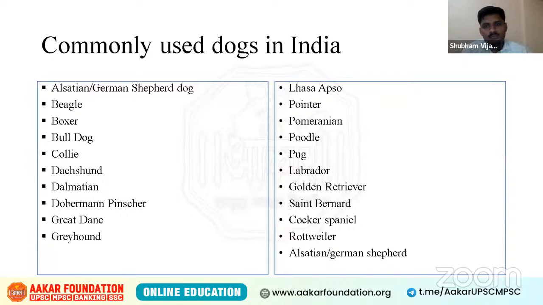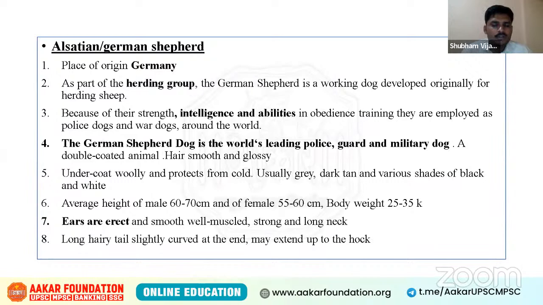Okay, so these more than 20 different types of dogs can be used for different purposes and can be domesticated. They are being domesticated in India now. So we'll take a few commonly used dogs in India, their characteristics, their purpose, any special characters, along with their pictures. Okay, so first of all, let's start with the German Shepherd, commonly called the Alsatian.